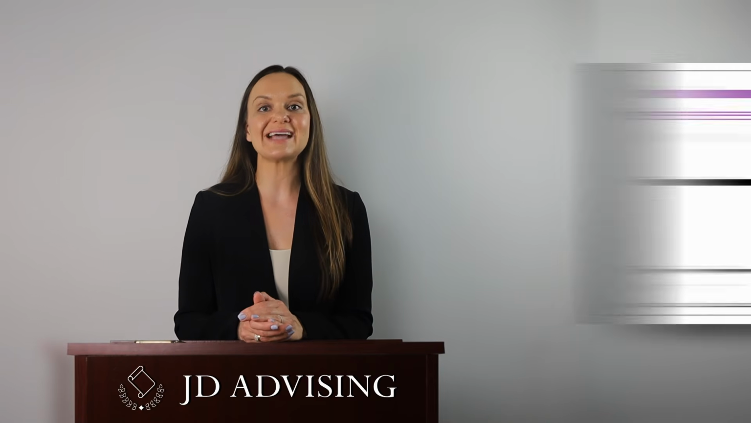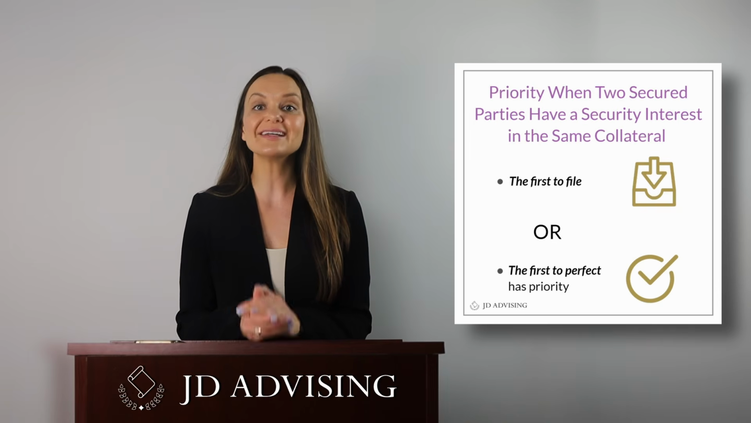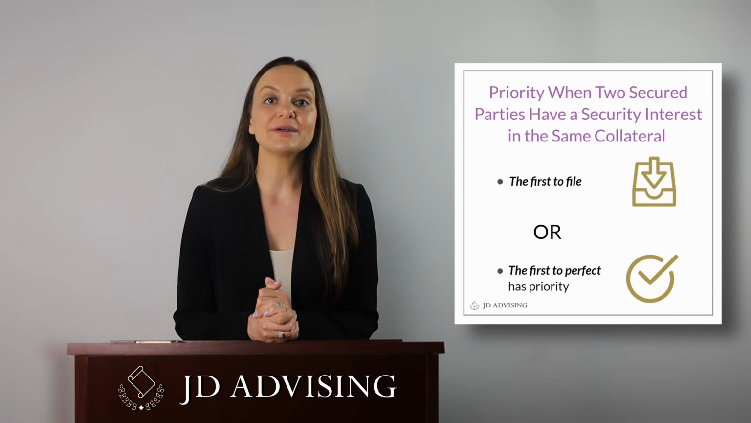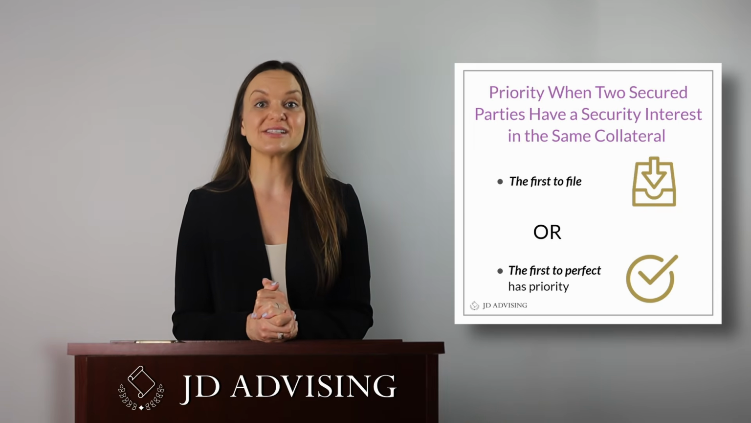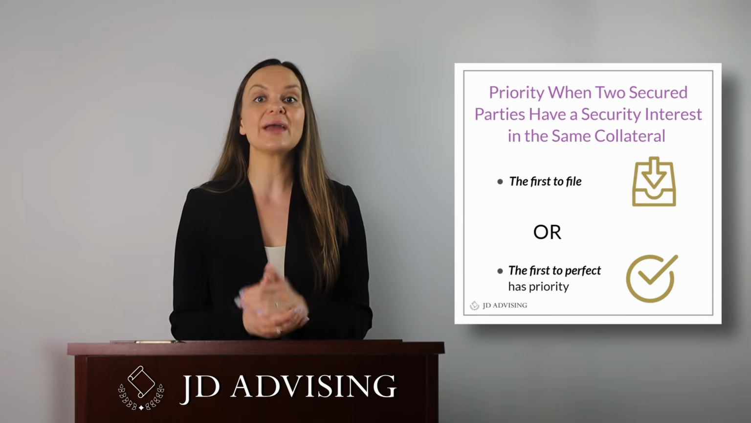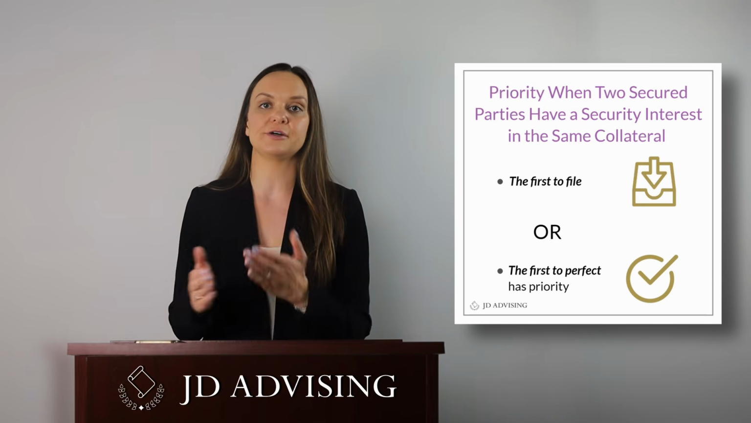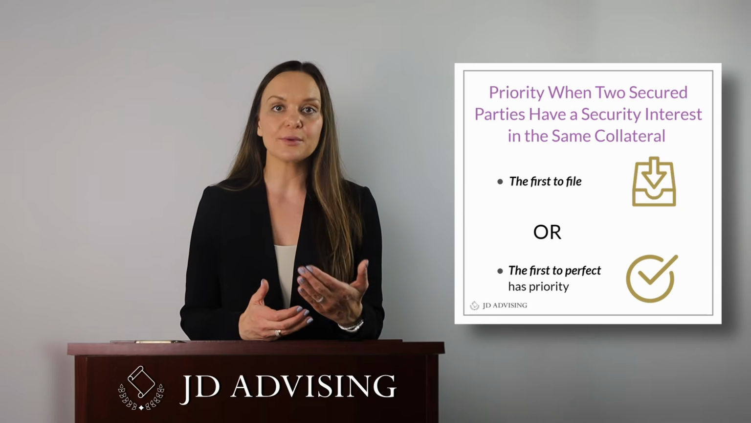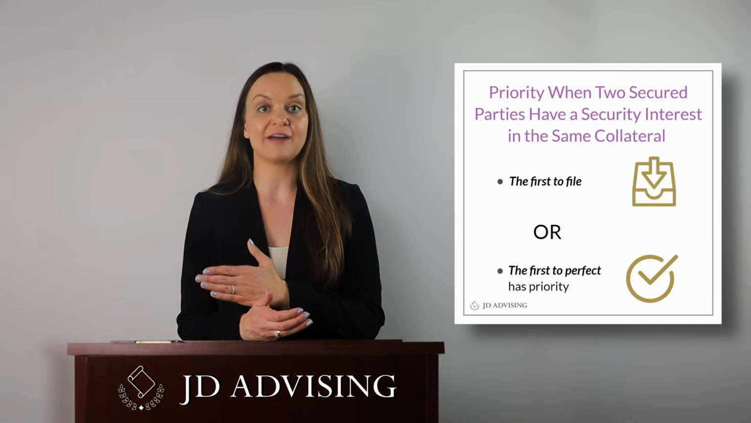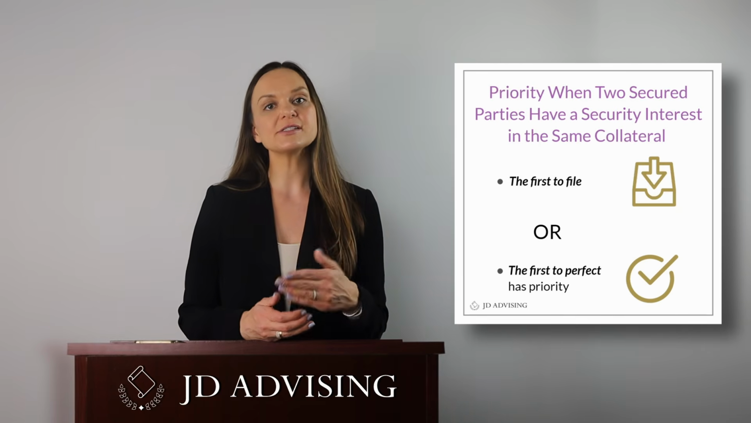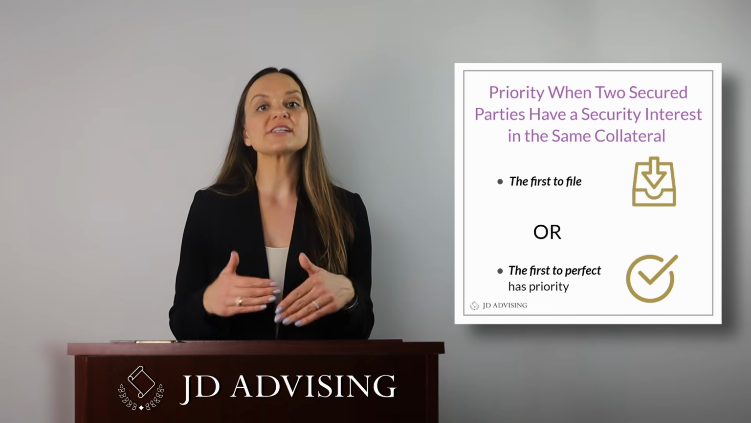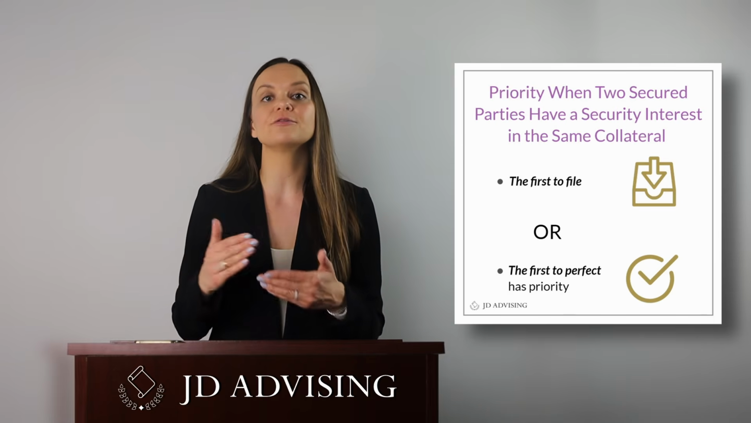The other principle in the area of perfection that they like to test over and over and over again is priority. This is important when multiple creditors have an interest in the same piece of collateral, and we have to determine who to pay first. You cannot discuss priority unless you first discuss perfection. Because remember, perfection is like holding your spot in line, whereas priority is the question about who is in line first.